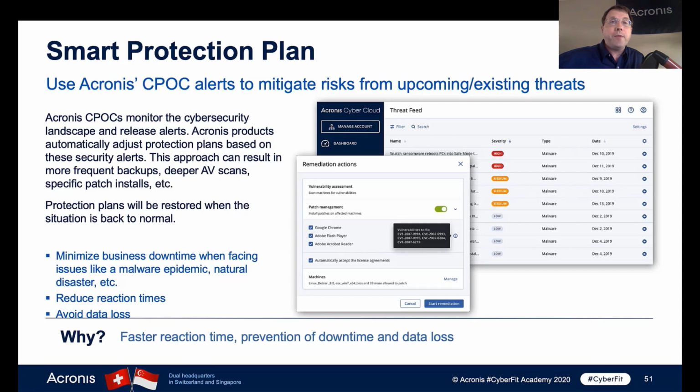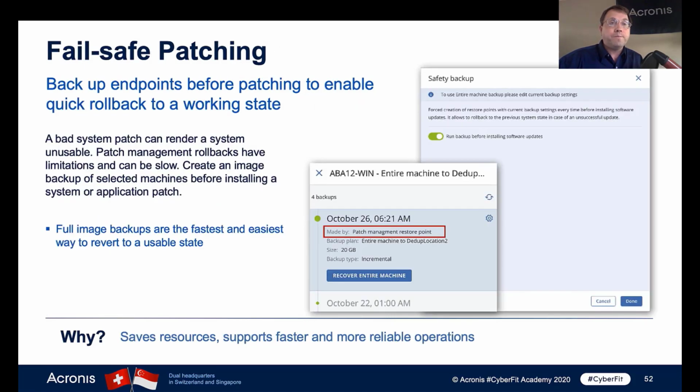We've introduced something called CPOCs, or Cyber Protection Operation Centers. We'll talk a little bit about those more in a minute. But what they allow us to do now is have smart protection plans where we can proactively tell our partners, hey, there's a problem that's coming your way. Some of them are very localized. Hey, there's a virus that is affecting your country, or hey, there's a hurricane heading your way. You might want to perform a backup. These kind of things can reduce your reaction time and avoid data loss by allowing you to be proactive.